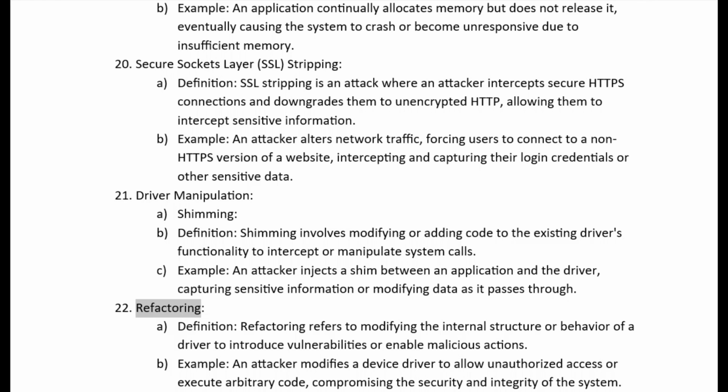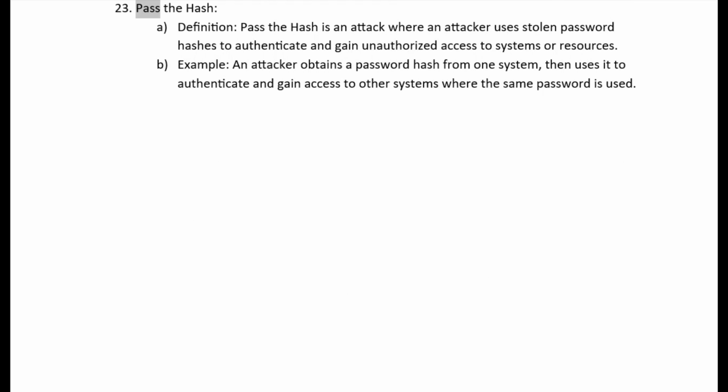Refactoring. Definition: refactoring refers to modifying the internal structure or behavior of a driver to introduce vulnerabilities or enable malicious actions. Example: an attacker modifies a device driver to allow unauthorized access or execute arbitrary code, compromising the security and integrity of the system.